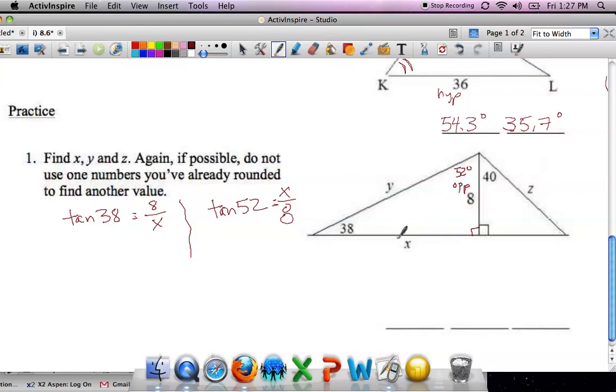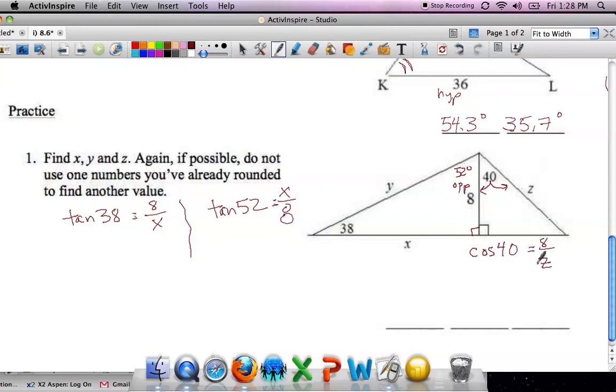Once you get x, you need to find y. And once you get y, we need to think about how to find z. Well, let's see. For z, oh, we're all set for z, aren't we? Because for z, we're given the leg adjacent to 8, and we want to find the hypotenuse. So for this one, we would use the cosine, because that's adjacent over hypotenuse. The cosine of 40 equals 8 over z.